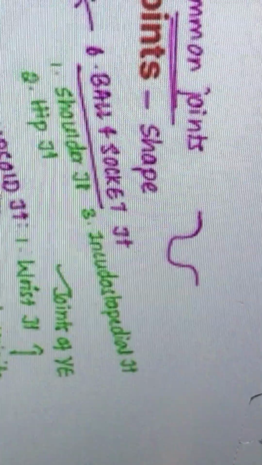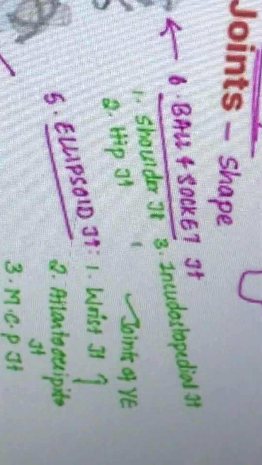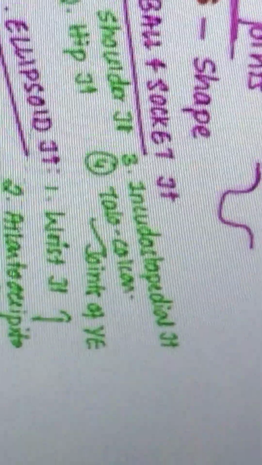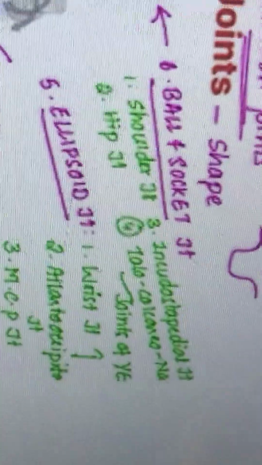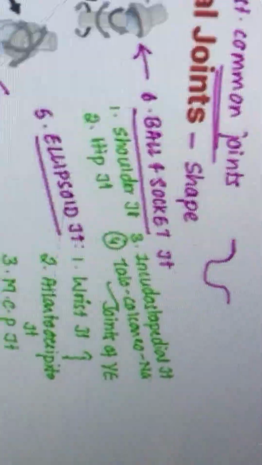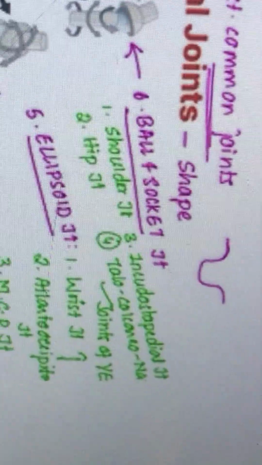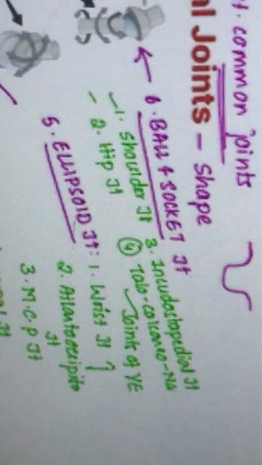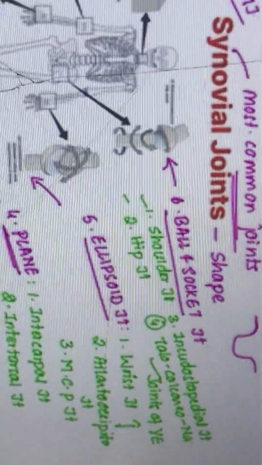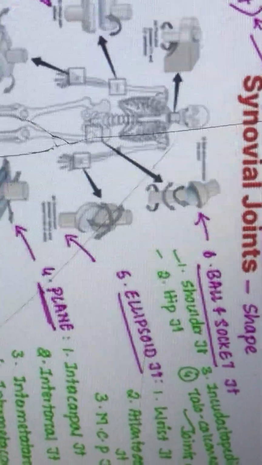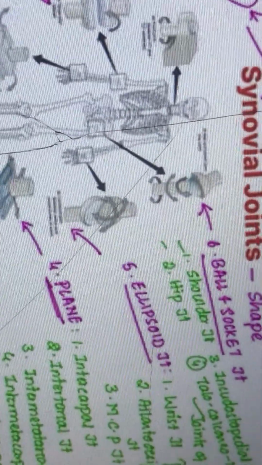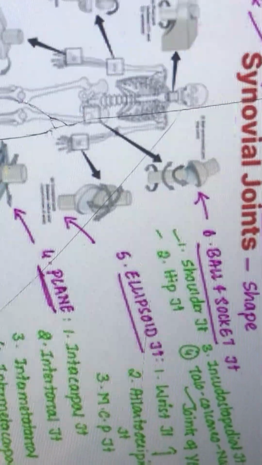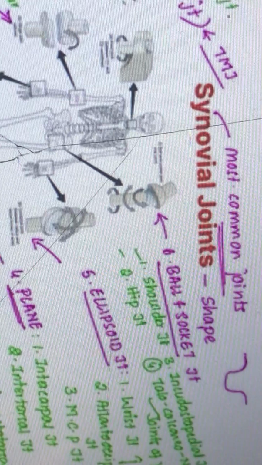Incudostapedial joint, right? The fourth one is talocalcaneo-navicular. Talocalcaneo-navicular joint, right? So shoulder joint and hip joint everybody will remember, but try to remember the other two examples. Incudostapedial joint, which is found between the incus and the smallest bone in the body, that is the stapes, whereas the talocalcaneo-navicular joint present in foot is also an example for ball and socket type of joint.